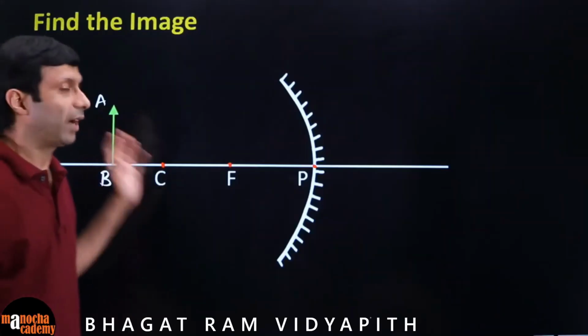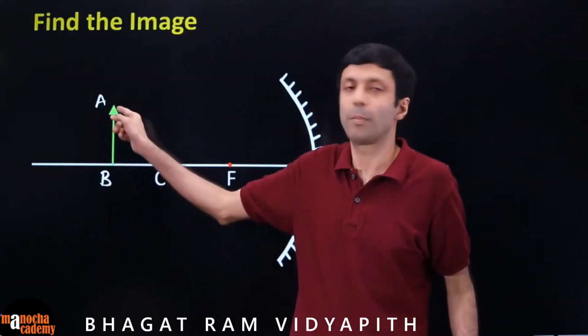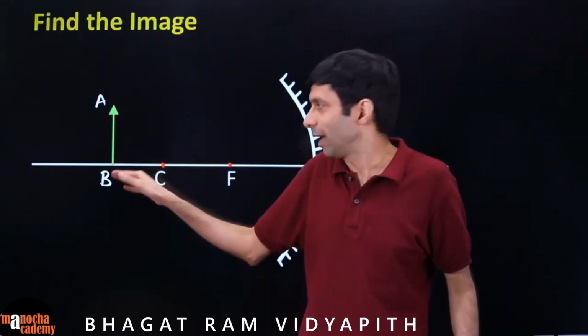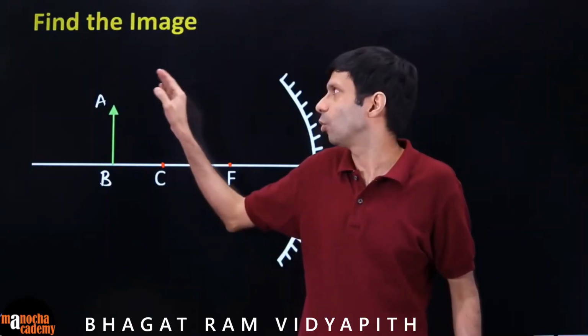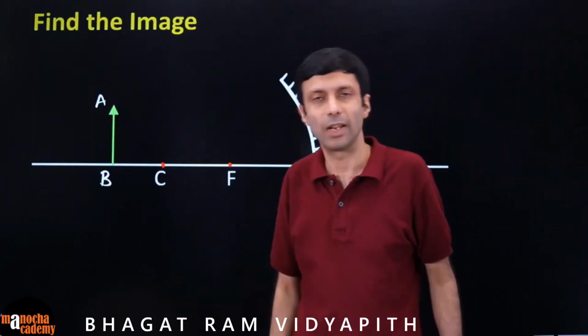Now, to find the image, remember we have to draw the rays. The important thing is to draw the rays only from the top of the object. What will happen to the base or the bottom of the object, I'll show you, but please draw the rays only from the top of the object, which we can call A.